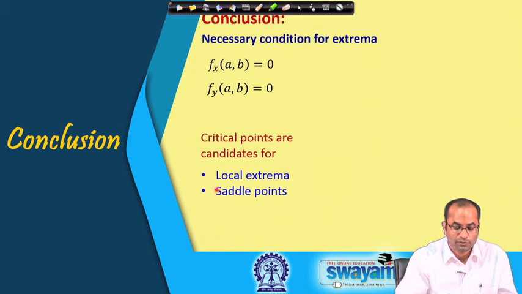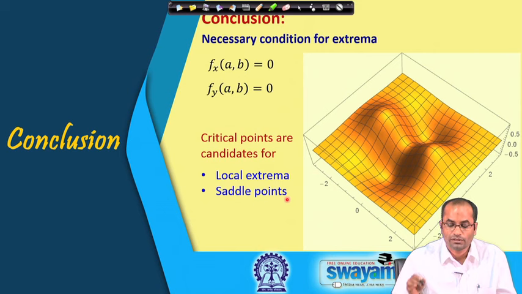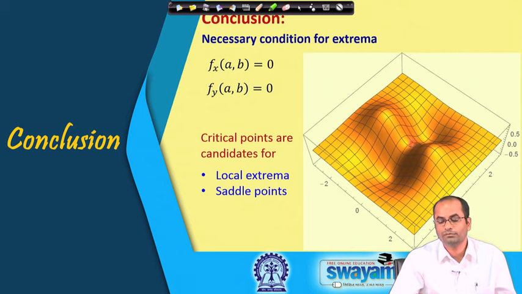Because the saddle points are those critical points where the local extrema do not exist. So, these are the points called saddle points. We have already seen that this is, for example, the point of local extrema, here we have local maximum, here also local maximum, these are the points with local minimum, and there is a point at this place where we don't have local maximum or minimum, and this will be called a saddle point.